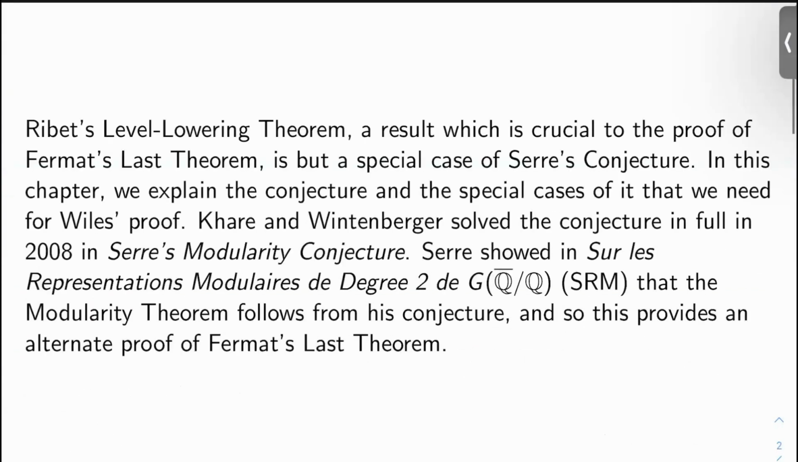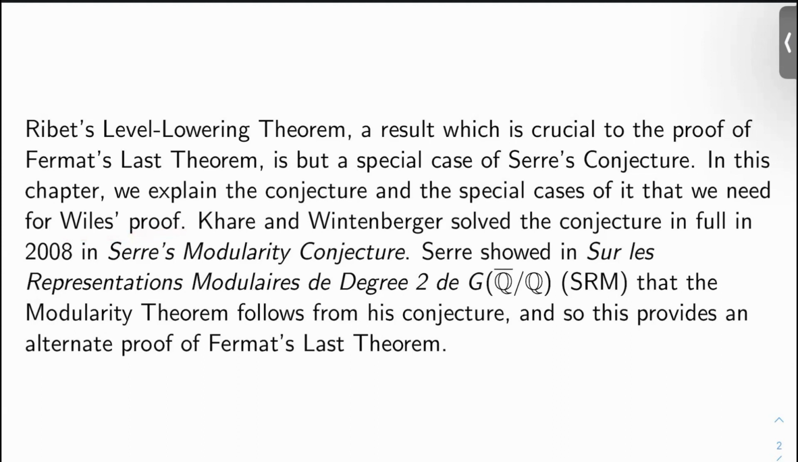But our goal is motivated by the following observation: Ribet's level lowering theorem, which was a result that we used, which is crucial in the proof of Fermat's last theorem, is a special case of a much larger framework called Serre's conjecture. In this chapter, I'm going to explain the conjecture, and I'm going to explain the special cases of it that we need for Wiles's proof.